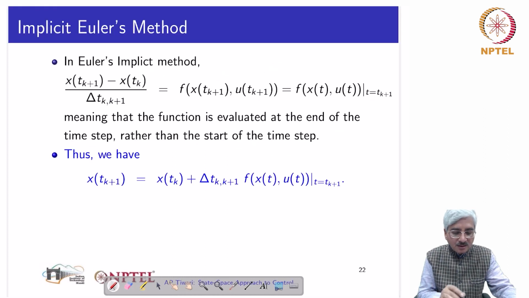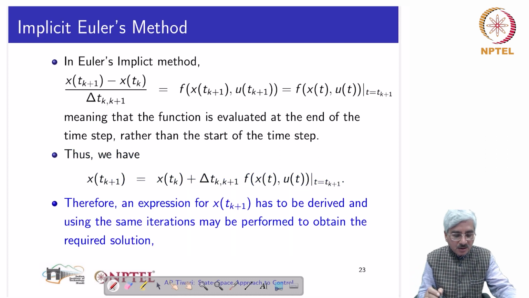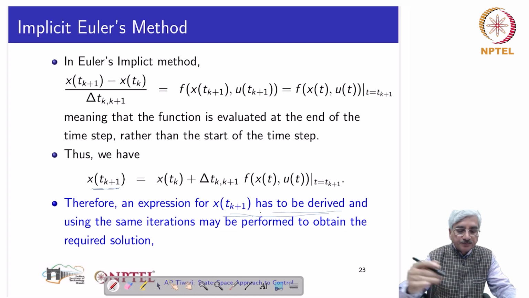If we manipulate this, we get this, and we have to of course obtain the expression for x(tk+1). We have to derive it analytically, and then iterative solution can be performed. So Euler's implicit method is a little difficult to apply. However, it tolerates a larger time step and it is numerically stable.